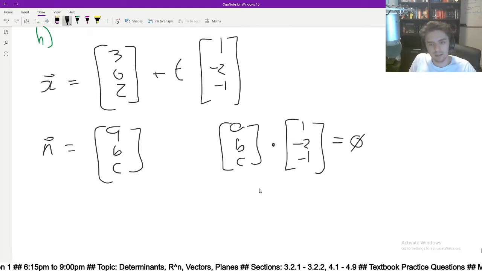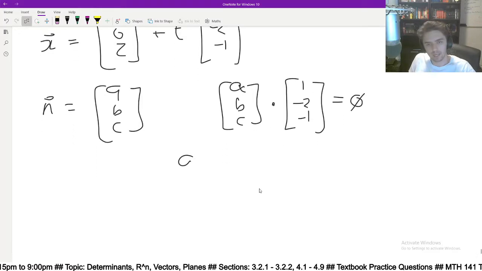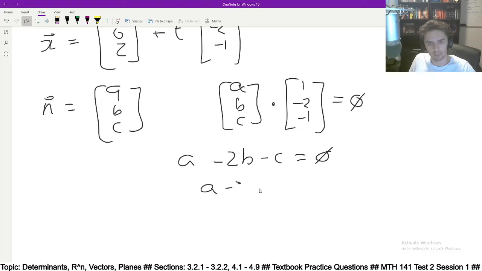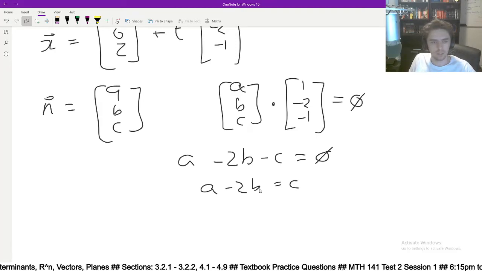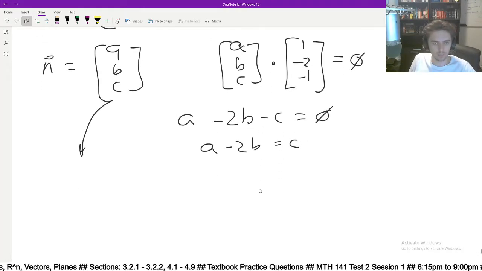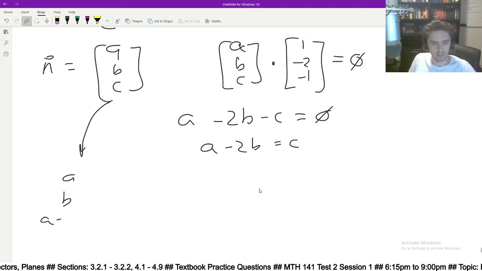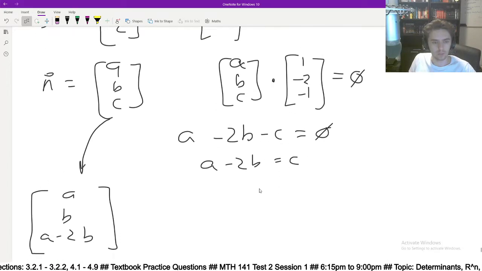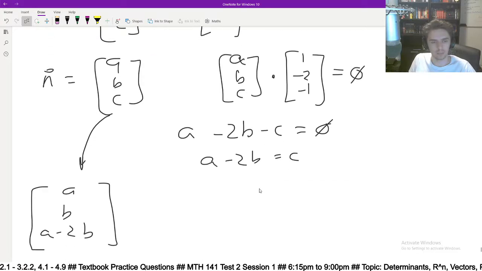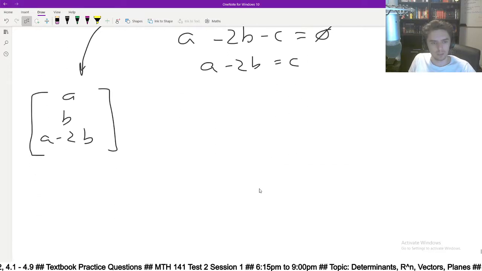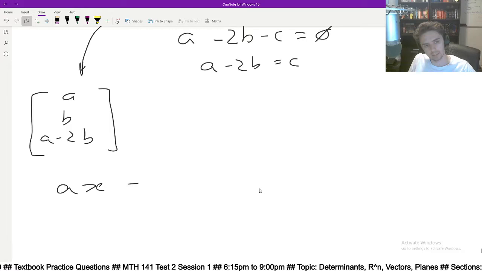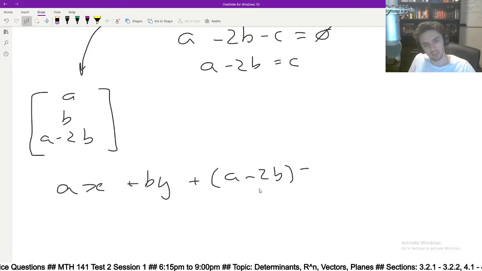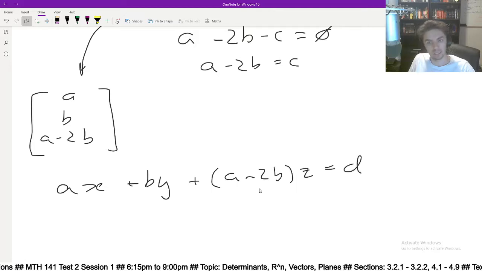And so based on that, we know that a minus 2b minus c equals 0, or that a minus 2b equals c. So really our normal vector is (a, b, a minus 2b). Okay, we've included now that the normal has to be perpendicular to this one. So let's write that out: ax plus by plus (a minus 2b)z equals d.